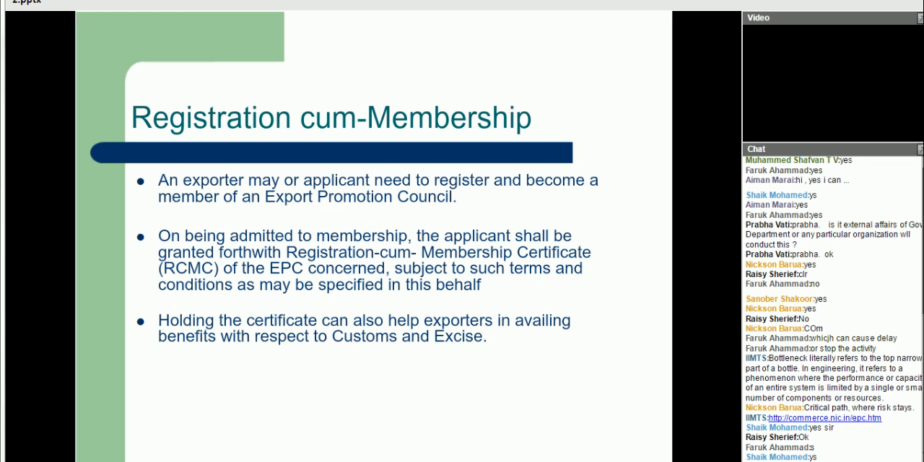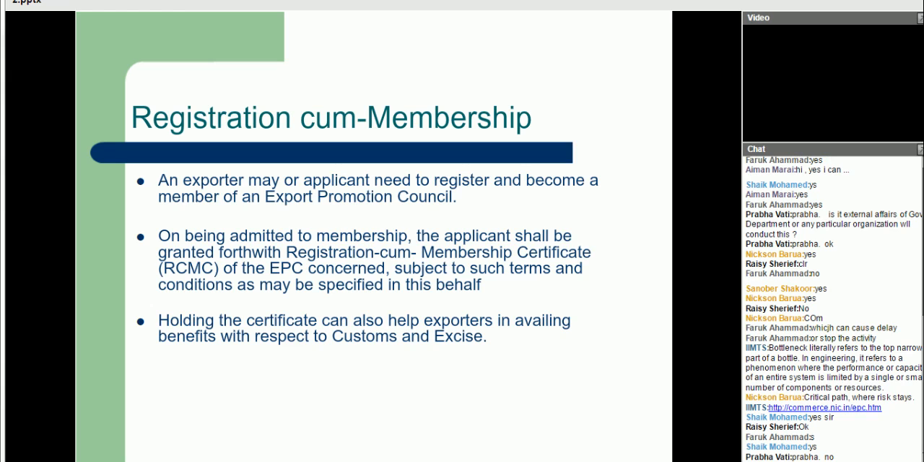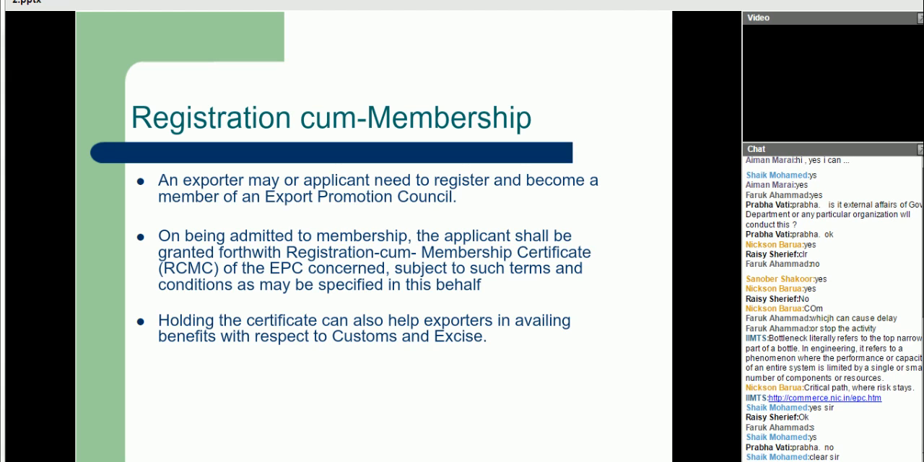Now registration cum membership. So till now, any doubts, any questions anyone has? Kevin, Kelvin, Saher, Sanobar, Razi, Sheikh, Nixon, Farooq Ahmed, Mohammad Shafwan, Prabha. Any questions till now? No. Okay.